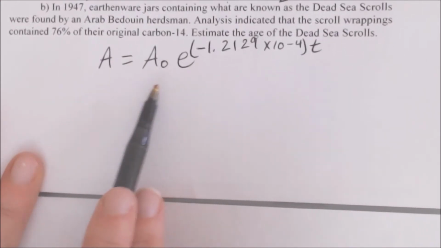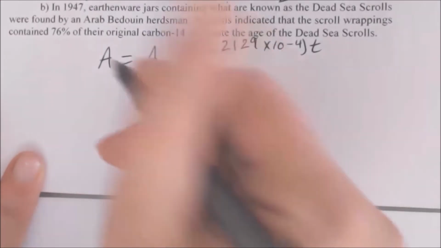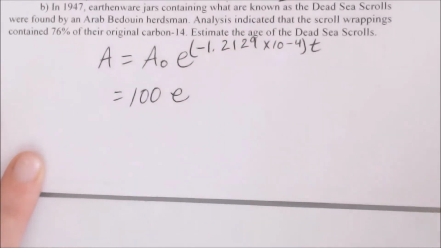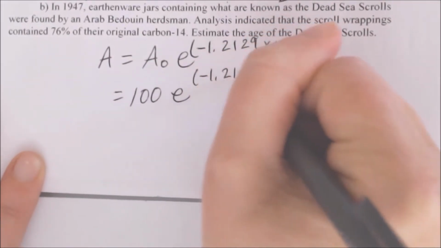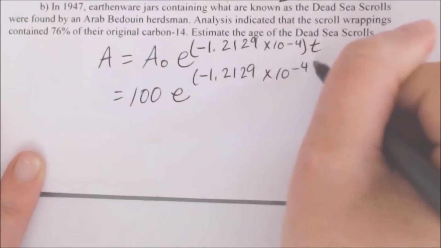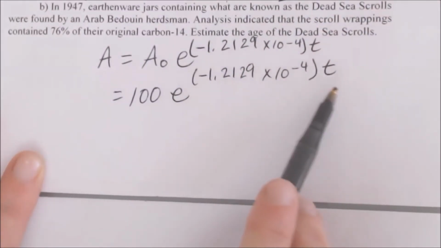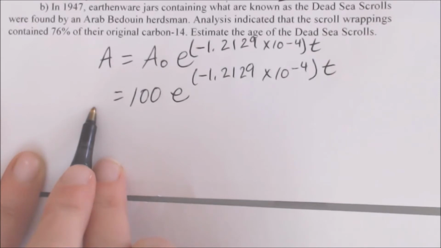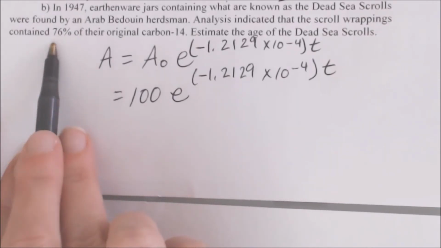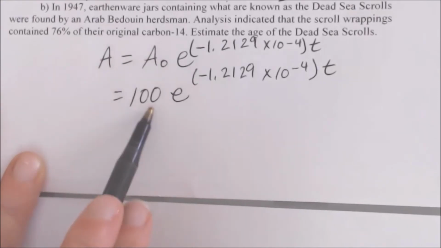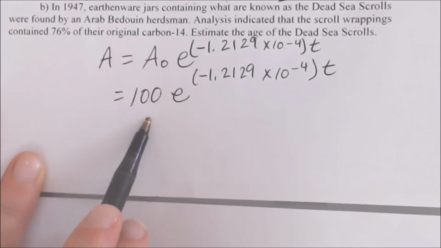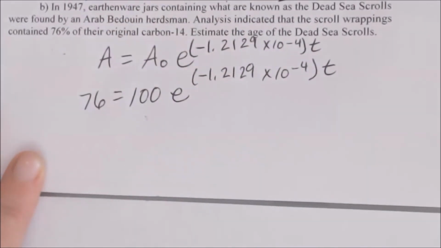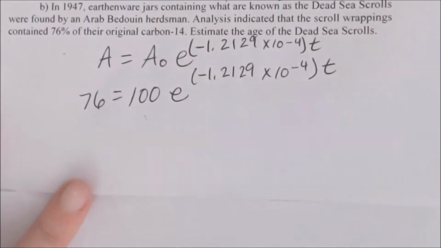So pick an easy number to work with. If I'm working with percentages, I think 100 is probably an easy number to start with. So I'm going to put 100 as my original amount, e to the negative 1.2129 times 10 to the negative fourth, that's the k value. t is what I'm solving for because we're looking for the age. What's going to go on the other side? By the time we found these Dead Sea Scrolls, how much was left? 76% of the original amount. Well, if 100 is my original amount, what is 76% of 100? That's just going to be 76. And now we're going to solve this equation for t because remember we're looking for the age.